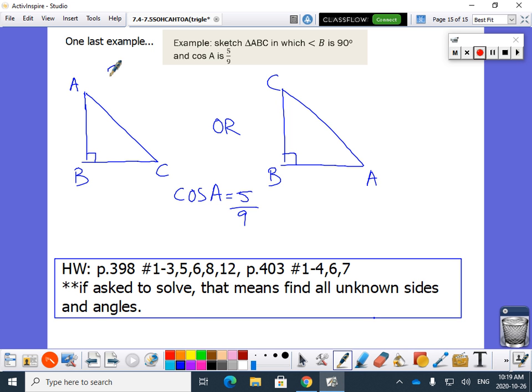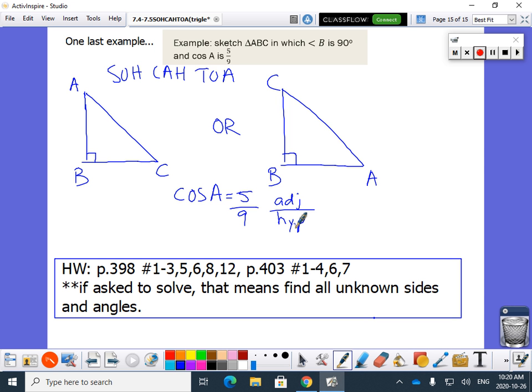So, CAH, SOH CAH TOA. If it's cosine, then what must be 5? Adjacent, and what must be 9? Are you guys seeing that? If it's telling us that it's cos, then right away, you know your primary trig ratios. If we're dealing with cos A, and we have 5 divided by 9, the top number is our adjacent side, and our bottom number is our hypotenuse side. All it's asking us is to label the diagram. It's not asking us to do a calculation.